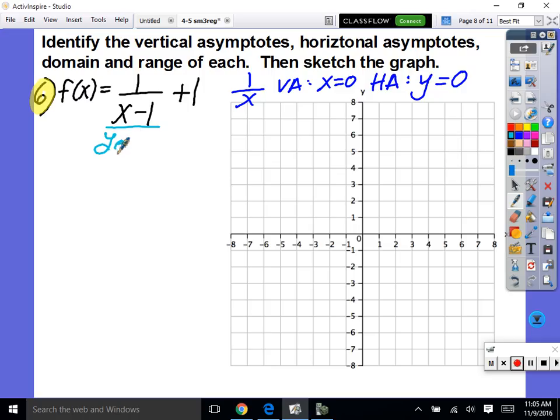Left 1, up 1, correct? Is everybody with me? We used to be at 0 here. Our vertical asymptote used to be at 0. We're now going left 1. So go back 1 and draw in your new vertical asymptote.